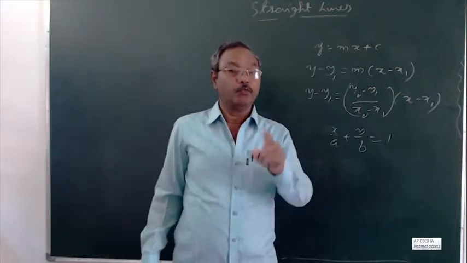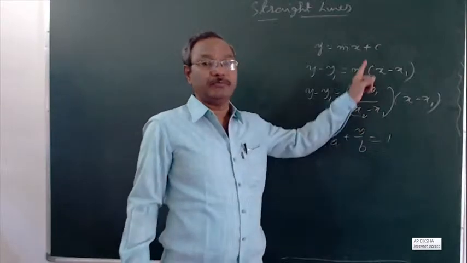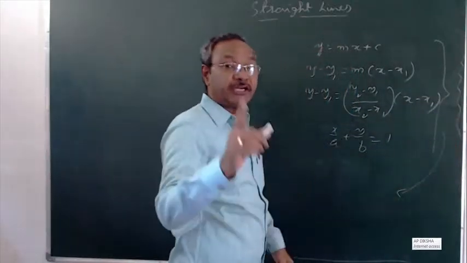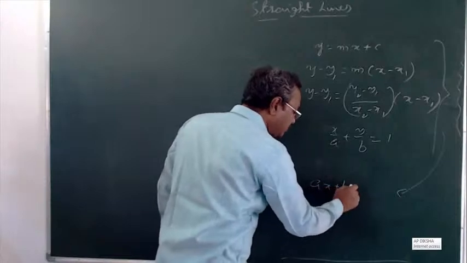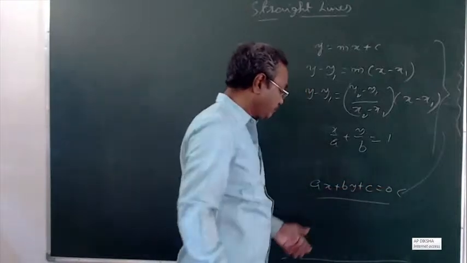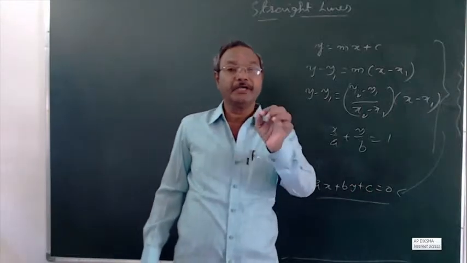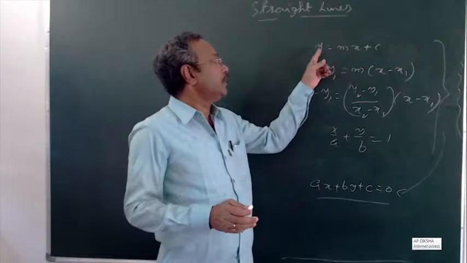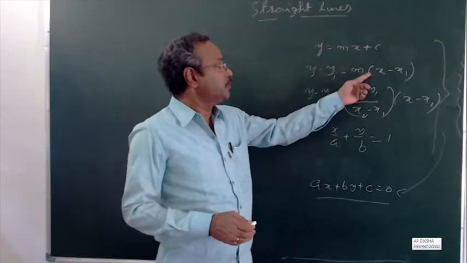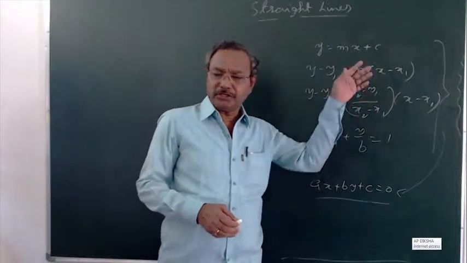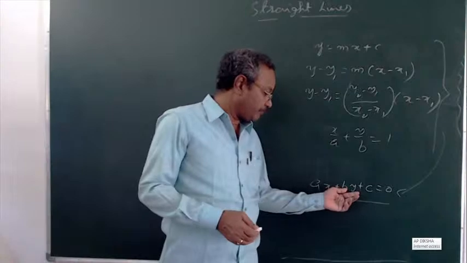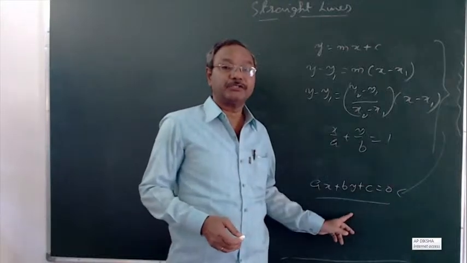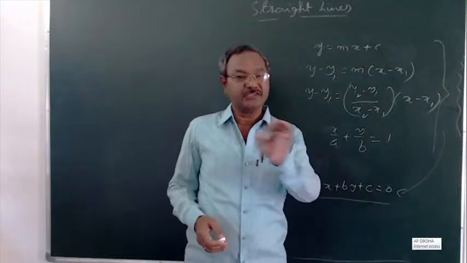And finally, we have observed that each of these forms can be reduced to a more general form, which is ax plus by plus c is equal to 0. This is called the equation of the straight line in the general form. Each of these equations consists of an x term, a y term, and a constant term: a first degree x term, a first degree y term, and a constant. That's why each of these can be reduced to this structure, and that's why this is the equation of the straight line in the general form.